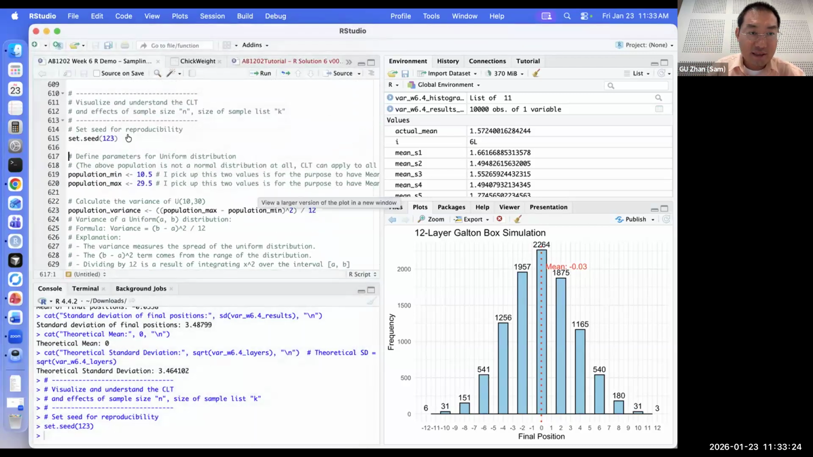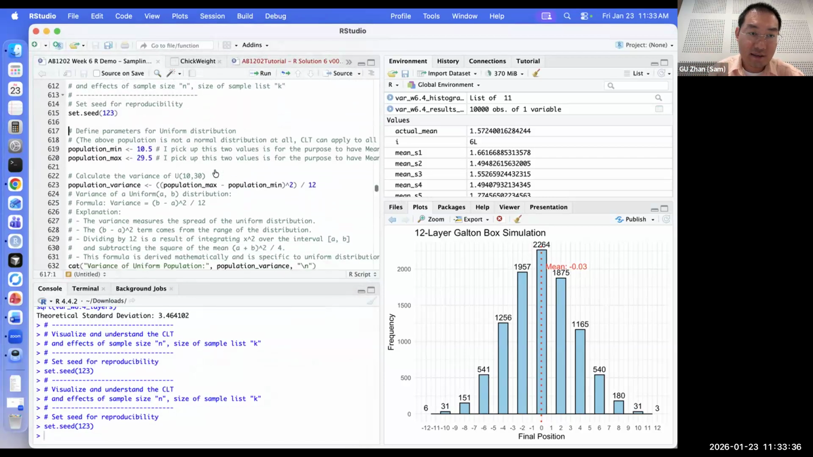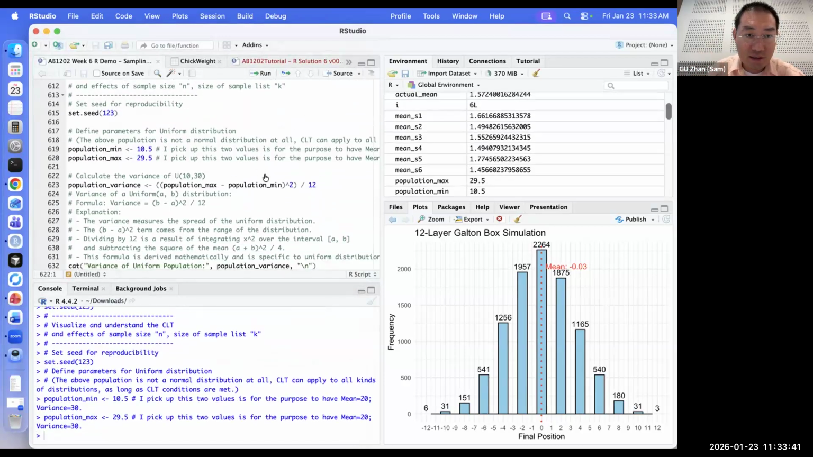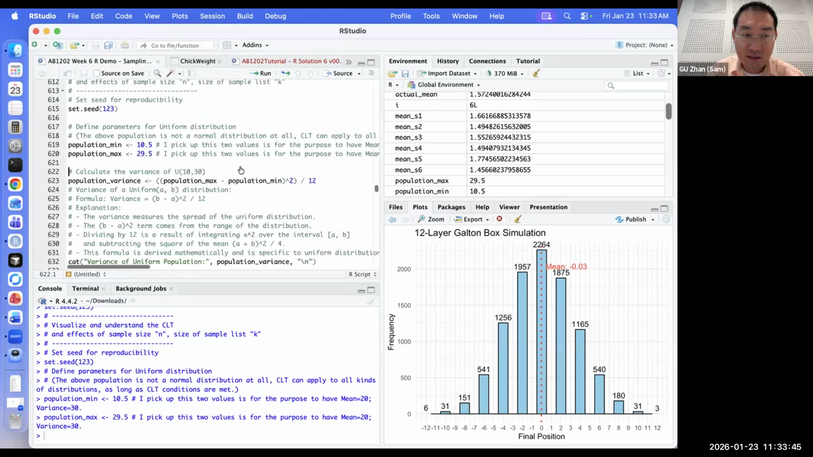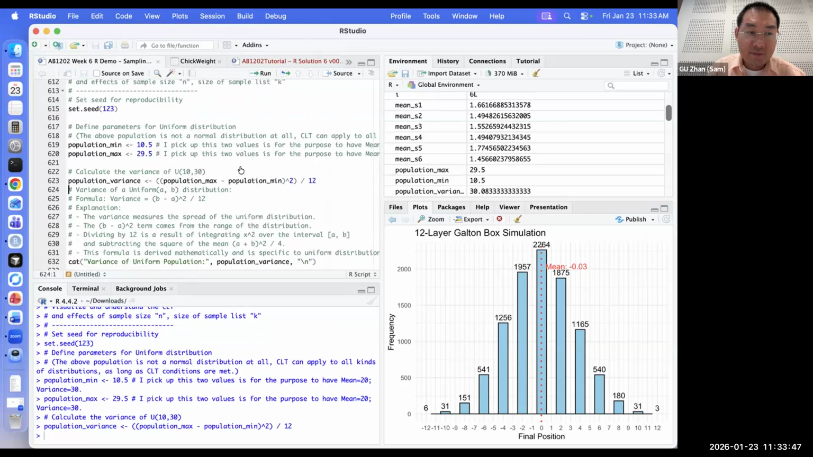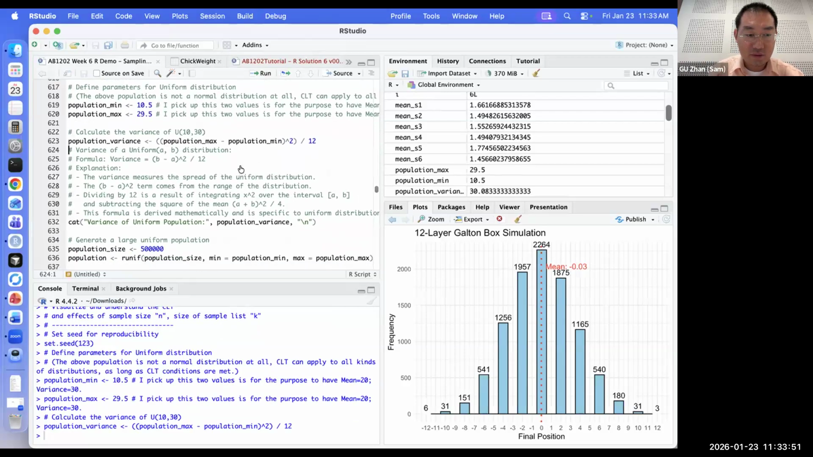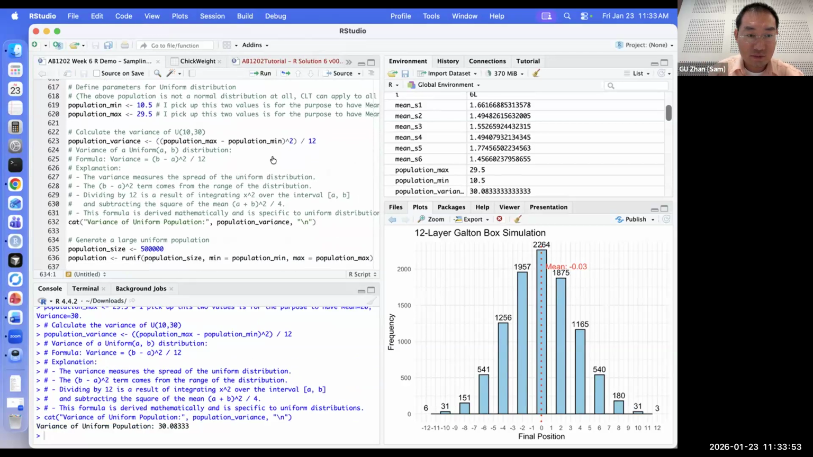Next is to visualize the central limit theorem and the effect of sample size n and the number of samples k. We set a seed for reproducibility. Then next we're constructing a population. The population is a uniform distribution.